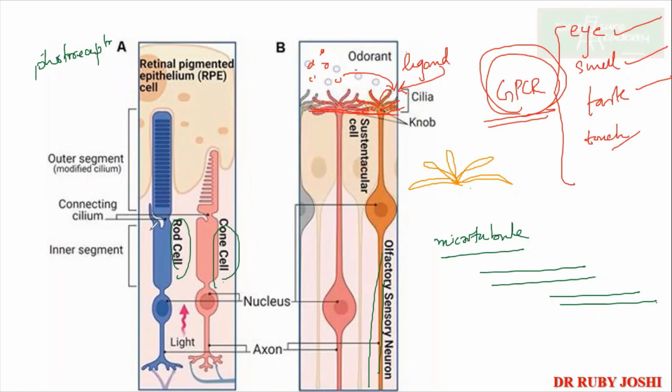So here, first of all, this is your membrane, this is your cell nucleus and those axons, then dendrites are there. Now over here, where the ligands fall, like in the case of the retina, it is the light which falls on this, and then it gets activated. So here you have the connecting cilium and the modified cilium.